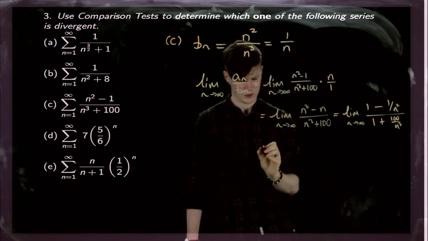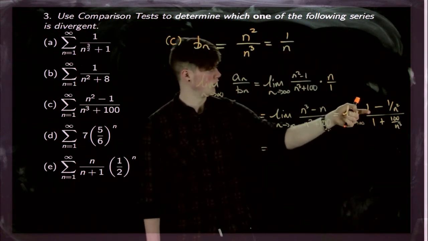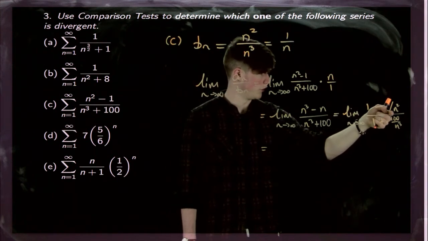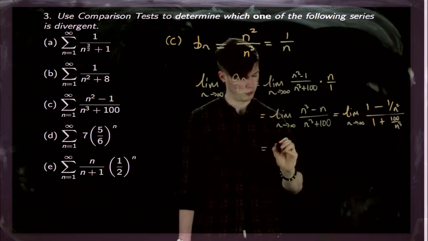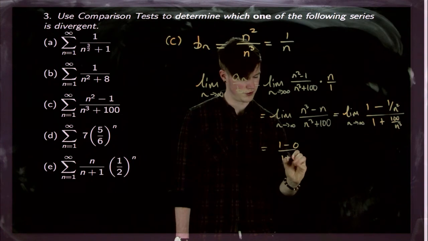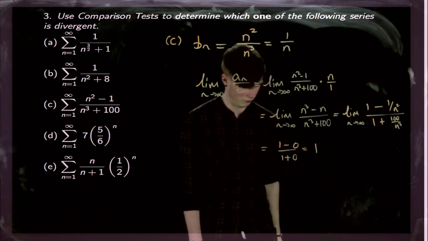So in the limit, this is going to stay at 1, this is going to go to 0, stay at 1, go to 0. So we end up with (1 minus 0) over (1 plus 0), which is just equal to 1.